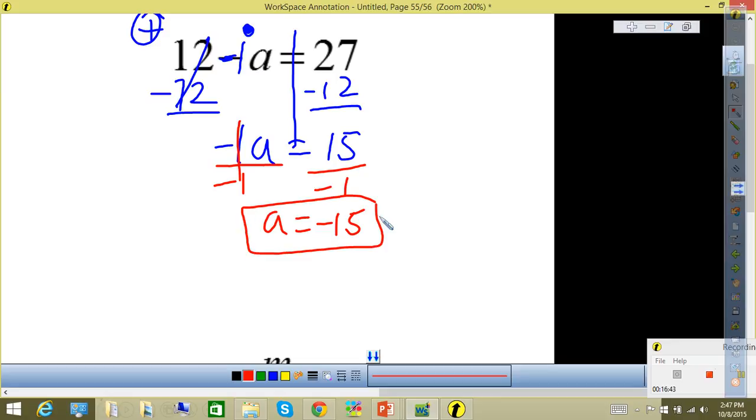Okay. If you're not getting this, it's because you're forgetting to do the negative 1 here at the beginning. That's multiplication. Okay? Let's go to the next one.